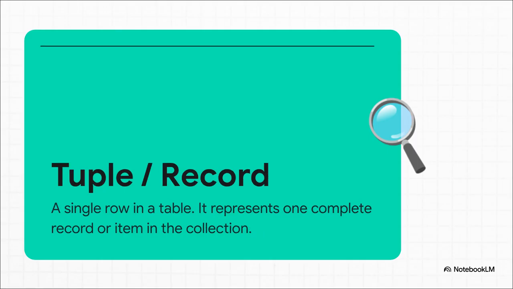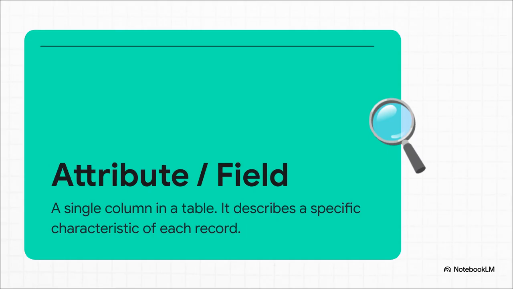Now let's zoom in a little bit. See that single row in the table? That's what we call a tuple, or an easier way to remember it, a record. That represents one single complete item in our collection. So in our music table, one row is one CD with all its specific details. And let's zoom in just one more time. Each of those columns is an attribute or a field. This is just one specific characteristic of our item. So for that one CD record, its attributes are its title, its artist, and its genre. It's this super precise breakdown that lets us find anything so incredibly fast.